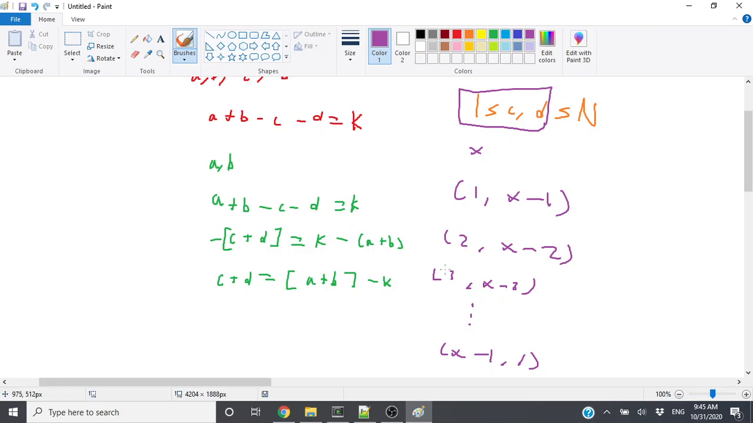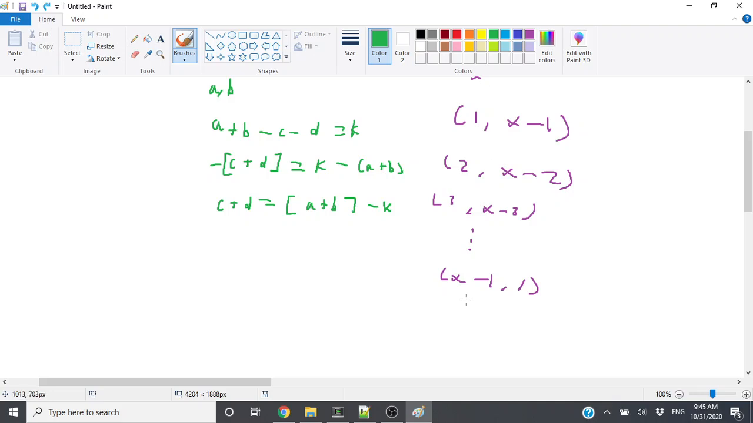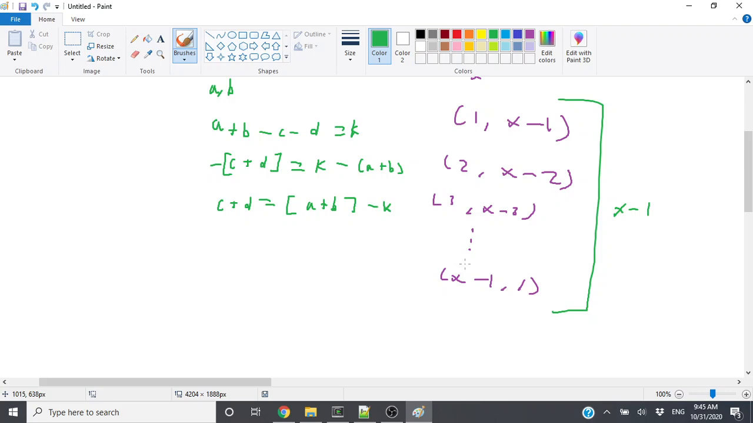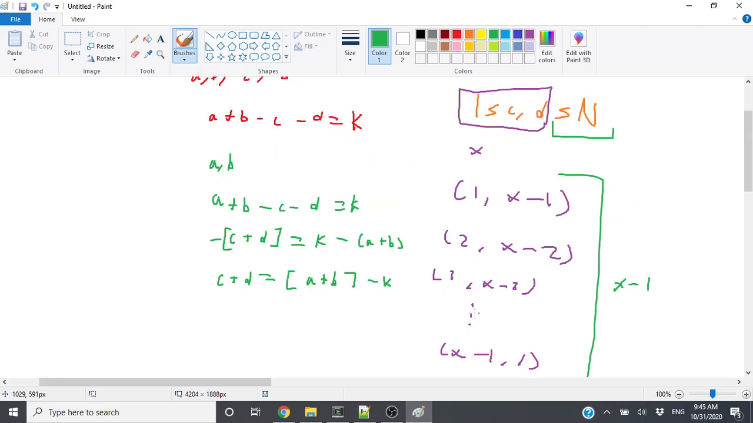Now, what's interesting about that is that some of these aren't possible because the numbers must also be less than or equal to n. So if some of these numbers are bigger than n, then we just can't use them. But in total, look at this left side. It goes from 1 to x minus 1. So there are only x minus 1 possibilities for these pairs, with some of them possibly being subtracted out because the numbers are too big. But this, we can find in O of 1. We can find x minus 1, which is just a number. And then we can find the number that we have to subtract out also in O of 1.